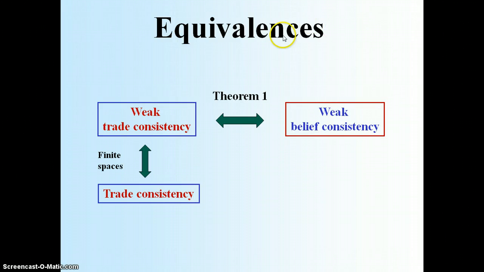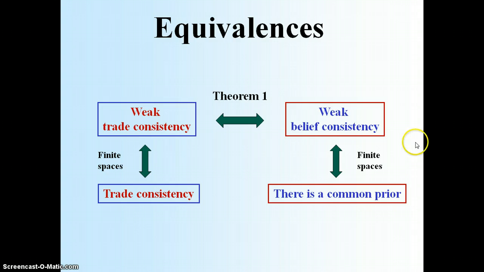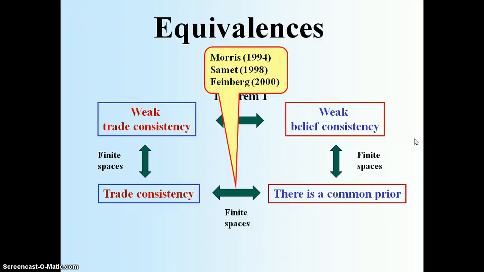As we have said before, weak trade consistency and trade consistency are equivalent in finite spaces, and also weak belief consistency amounts to no more than the existence of a common prior. And therefore, for finite spaces, trade consistency is equivalent to the existence of a common prior. This theorem was formulated and proved first by Morris and then proved again by Samet and Feinberg.